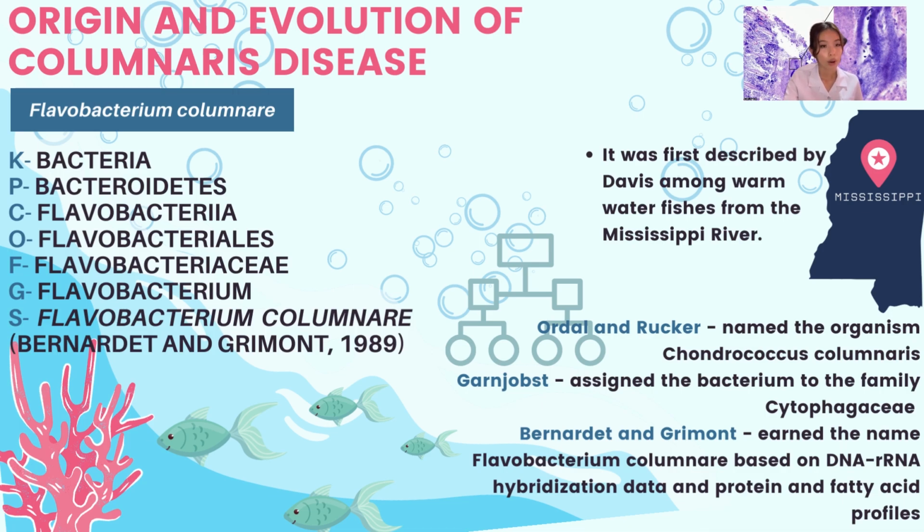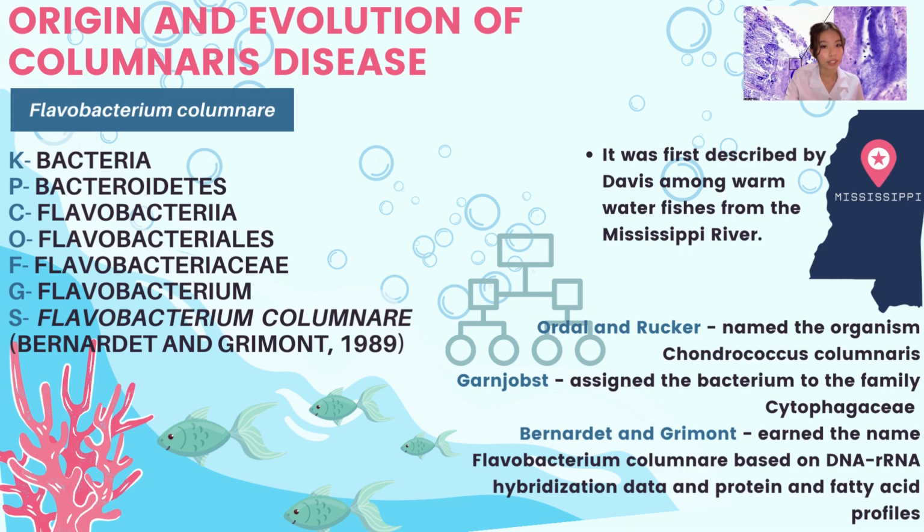Over the decades, the taxonomic status of the pathogen has changed several times since the pioneering work of Davis. Also, they have a life cycle composed of vegetative cells, microcysts or resting cells, and fruiting bodies, or only vegetative cells and microcysts. Ordal and Rucker reported the myxobacterium from the columnaris disease produced both fruiting bodies and microcysts and named the organism Chondrococcus columnaris.